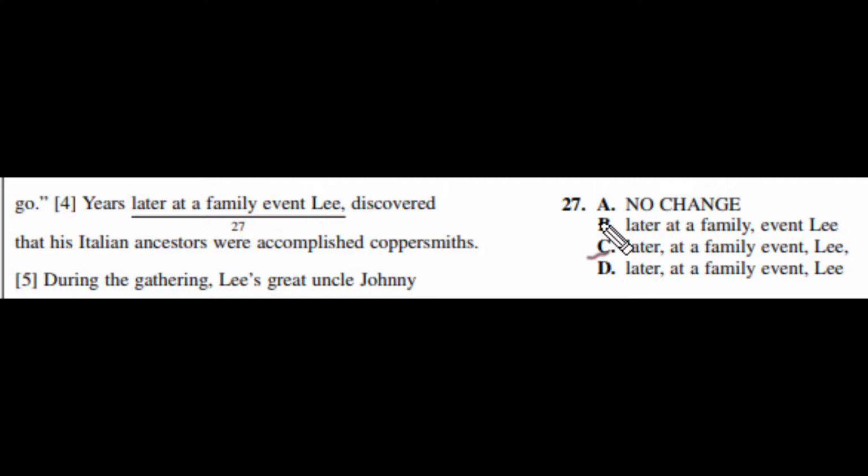First thing you want to do is go ahead and pick an answer choice. Let's go ahead and start with answer choice A. First thing I do is I trace in where the punctuation is, and the punctuation, if there's any punctuation that is in the non-underlined portion. I scan in here and look, nope, there's no other punctuation in here except for the period. Won't worry about that. So answer choice A, there's only one comma. So what we do is we say here's one comma. Here is years later at a family event. It's a dependent clause. And then we look at the second part, discovered that his Italian ancestors were accomplished coppersmiths. That's also a dependent clause.